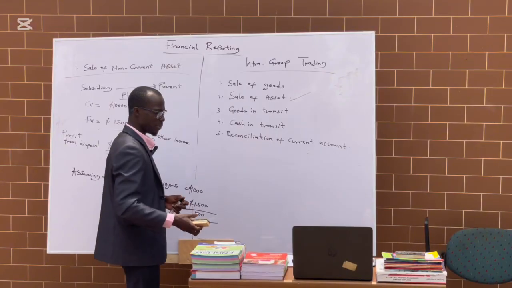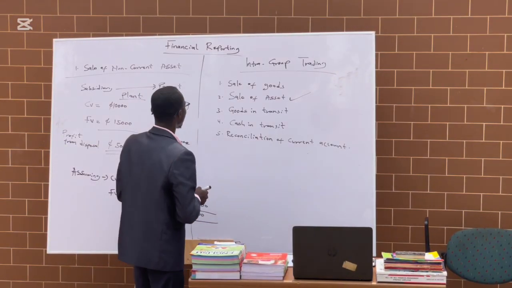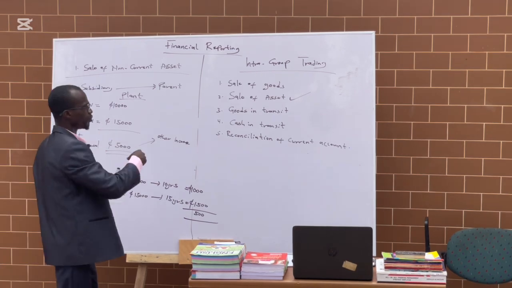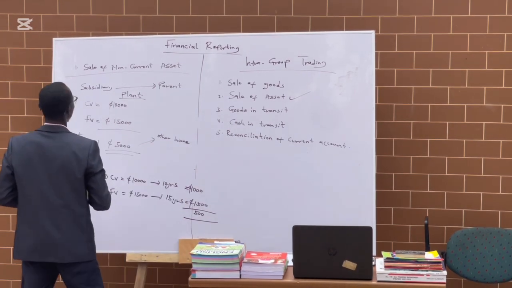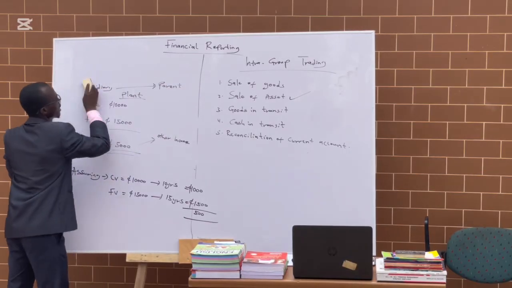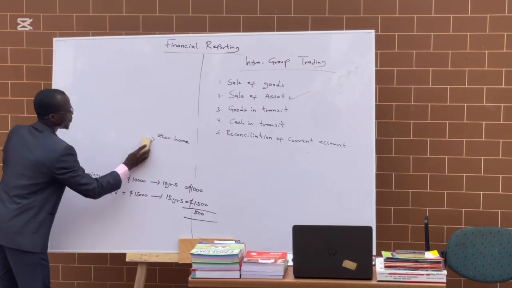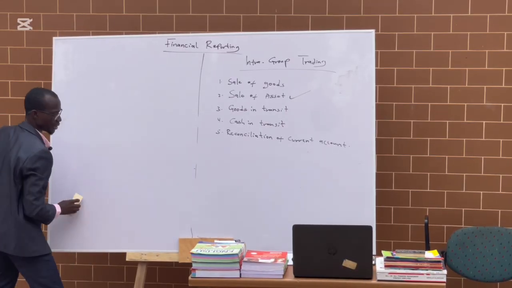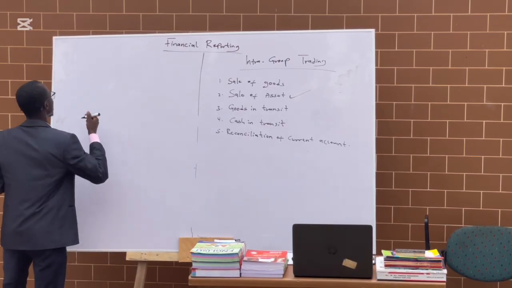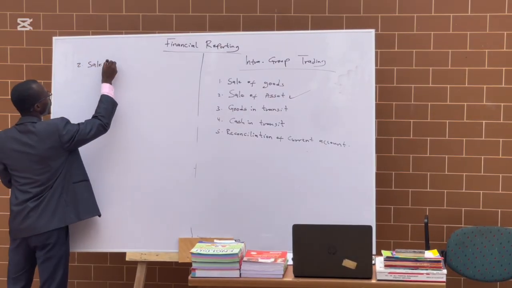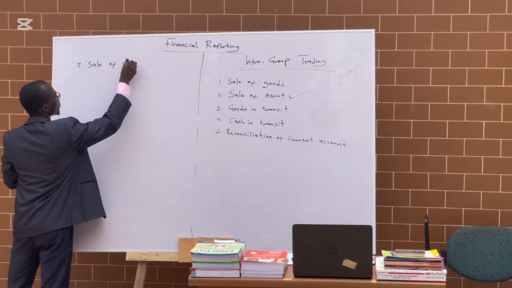So let me bring this one here. Let me clean this side so that I'll continue. So that this one should be here. So let me bring the okay. Let me clean here so that I'll bring the second one. I'll bring the second one here, which is sale of goods. Which is sale of goods. 2. Sale of goods.